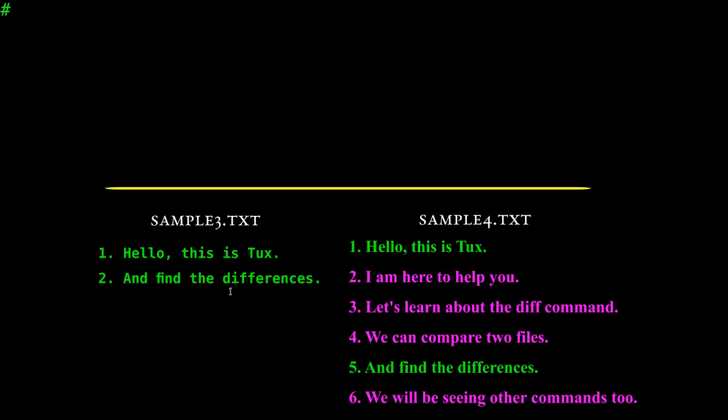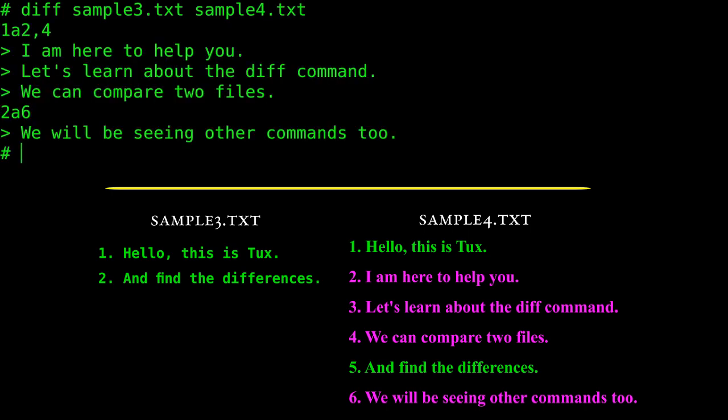Next we will be seeing another example, diff sample3.txt sample4.txt. Here it is written 1a2,4 and 2a6. Here the instruction is for append only. To the left of a we can see number 1, and to the right of a we can see line number 2,4. 2,4 means line numbers 2, 3 and 4.